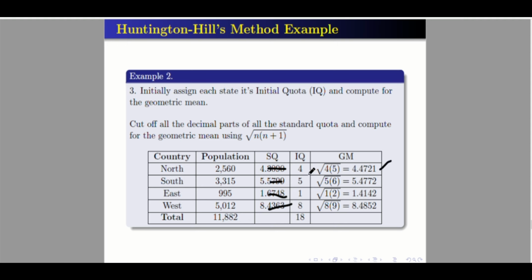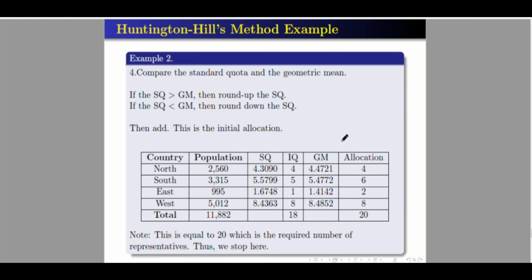We have this. Next, for the second row for south, we have n is 5. So 5 plus 1 is 6. So it's the square root of 5 times 6. So we have this value. For east, we have 1. So 1 plus 1 is 2. So we have square root of 1 times 2. And last, we have 8. So 8 plus 1 is 9. So we have the square root of 8 times 9. And the next step is to compare our standard quota and the geometric mean.